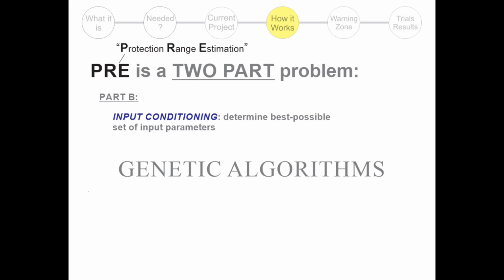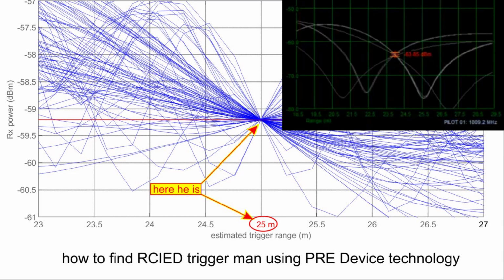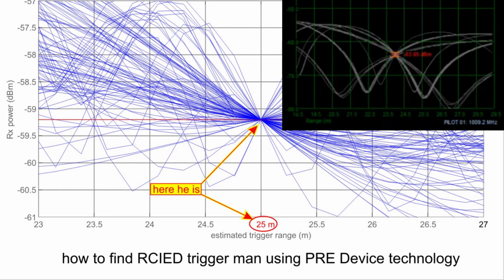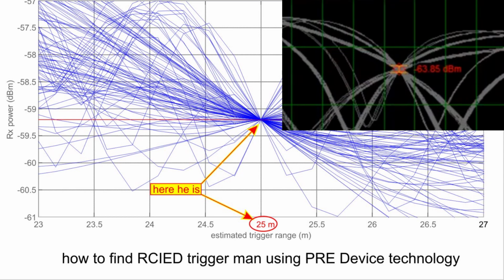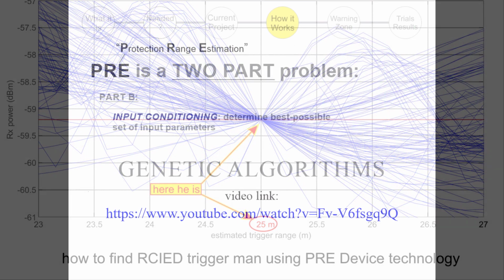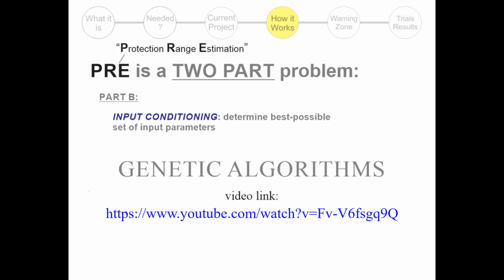I'll get to that shortly, but we're going to use essentially genetic algorithms or evolutionary algorithms to determine the range between the ECM and the antenna and the protectee and respective heights and antenna gains. That's the basic idea. And there's a video about this.